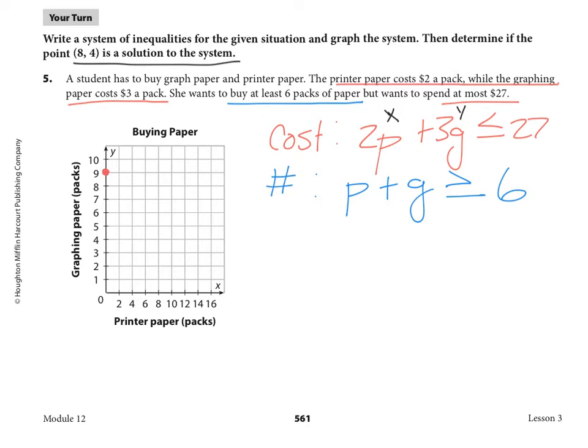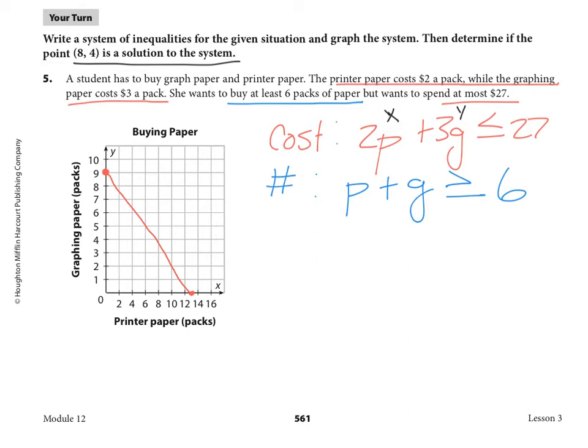My x-intercept, what do I do? I go in and I put 0 in for G. So this is gone. 27 divided by 2 is 13.5. So on printer paper, I go to 13.5, which would be somewhere like right there. Again, this is not going to be exact. This is not a line. It's a line segment because it's only in the first quadrant because we're dealing with positives.